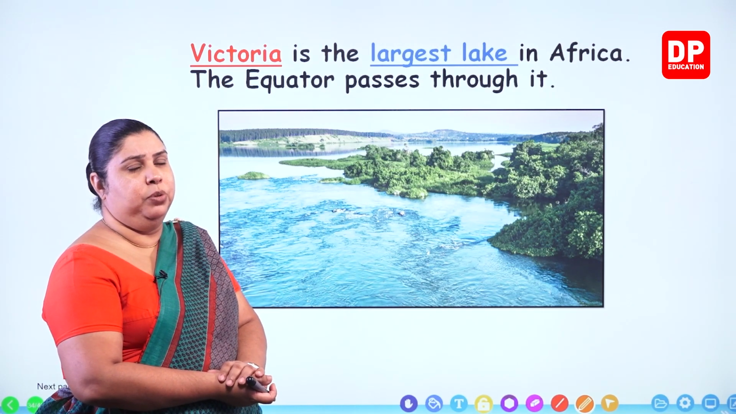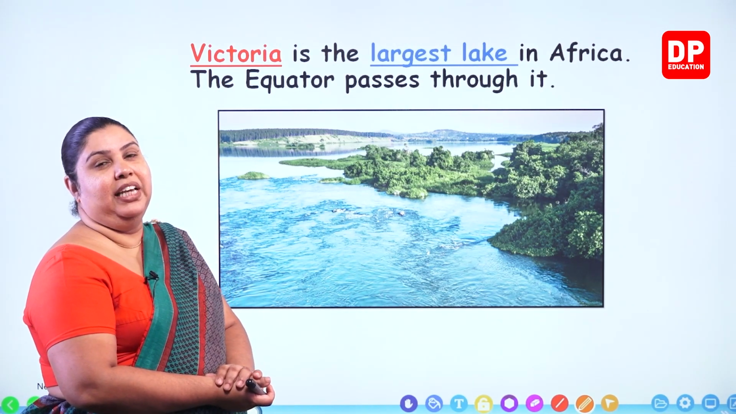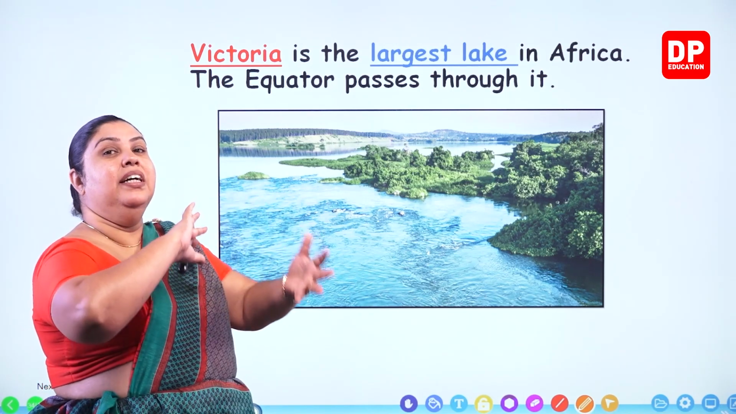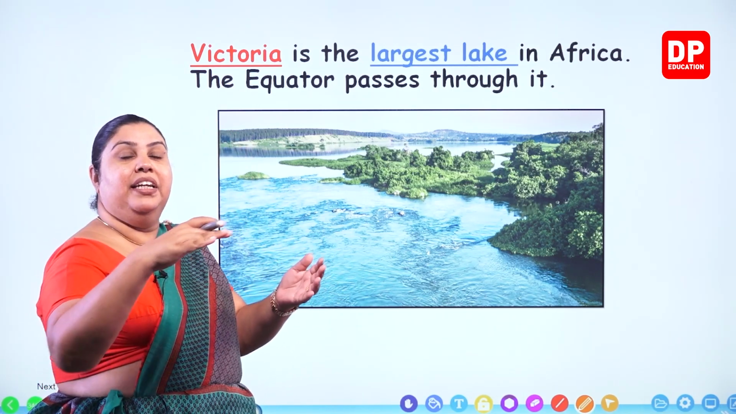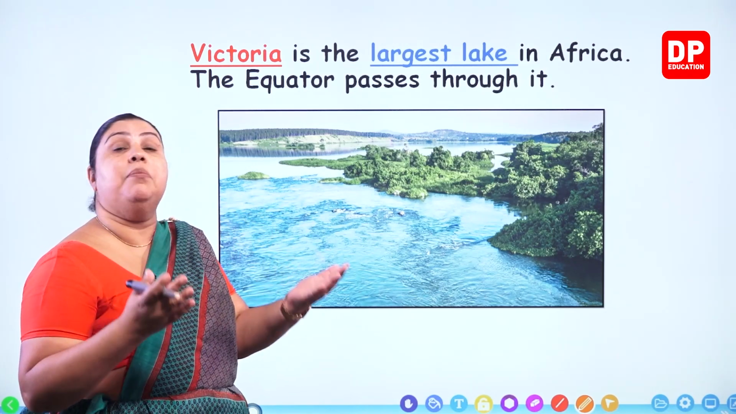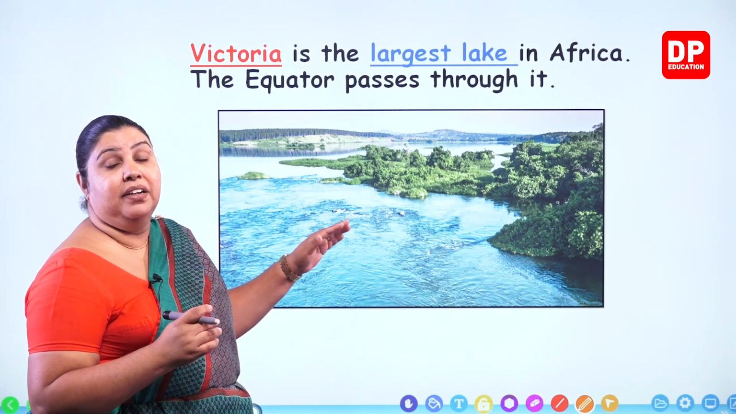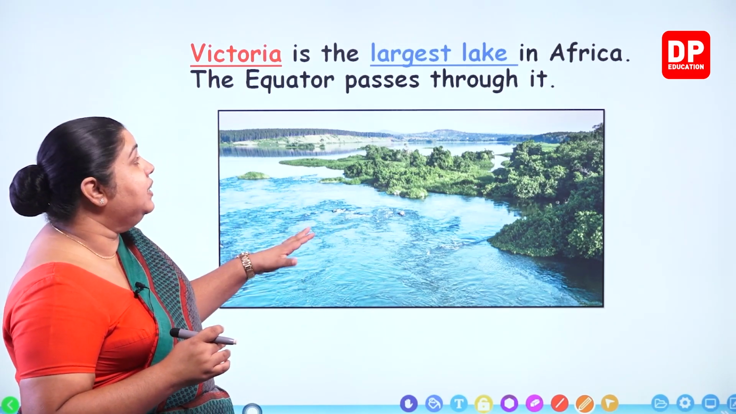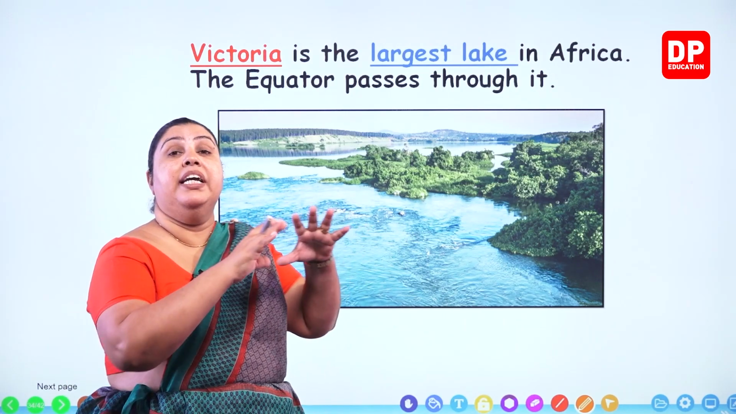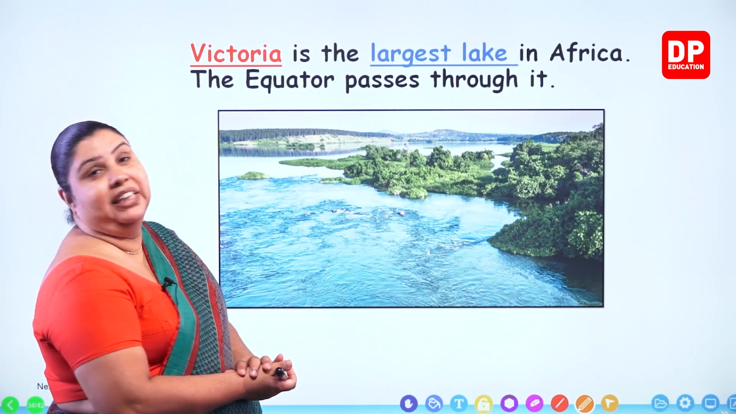Do you know what the equator is? That is the place where the globe is divided. Right? So this lake Victoria passes the equator.